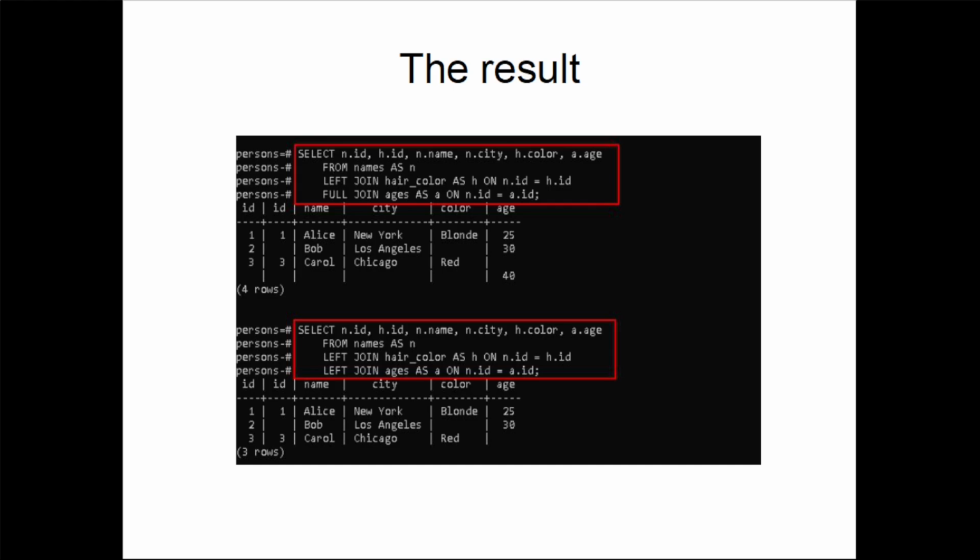Use left join when you want to prioritize one table's rows, such as names, and exclude unmatched rows from the join table, like ages. Use full join when you need every row from both tables, even unmatched ones, to analyze complete data sets.